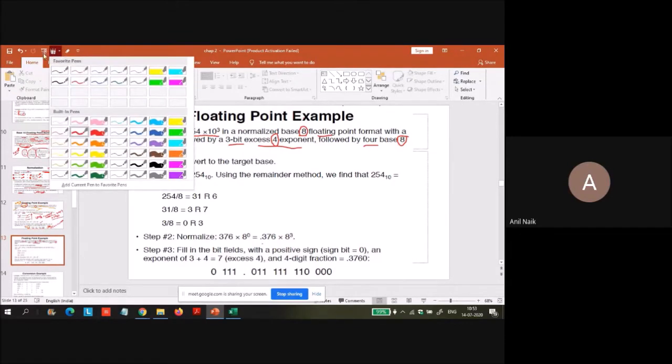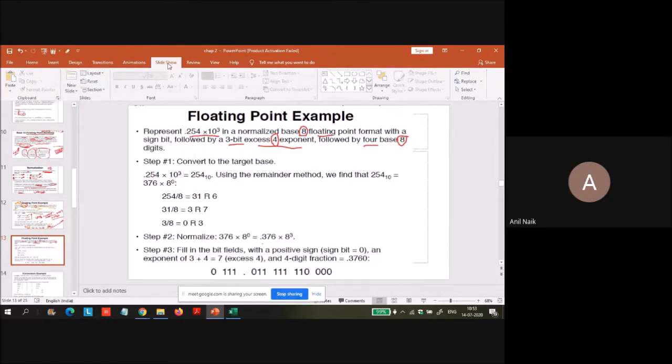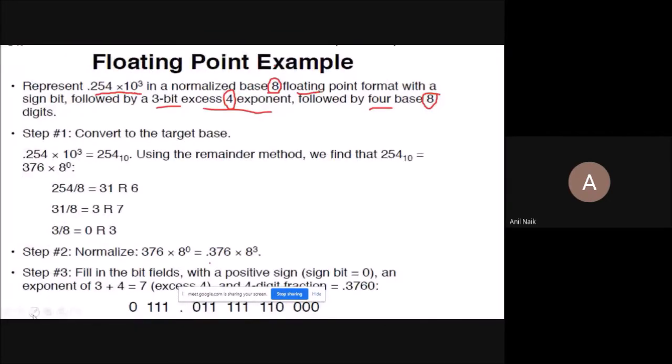So here the simple thing is you have to convert the decimal number into octal form. 0.254 into 10 raised to 3 is the base 10 form, the given number, that you have to convert. It is a base 10 decimal number, and it is equivalent to 254. So this is your original number, base 10.